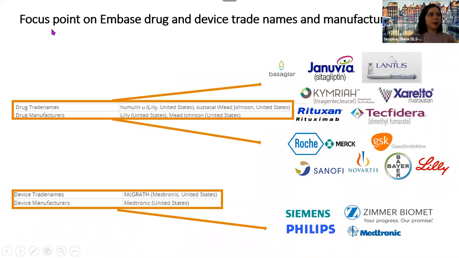What about the research in Embase? For example, you're interested in searching for specific drug trade names or manufacturers, or you want to search for medical devices, and then within medical devices, you're interested in specific trade names and manufacturers. So all these names are going to be indexed in Embase also. So you would find the information, for example, if you want to search for a specific device manufacturer or a specific trade name, both for drugs and for medical devices.